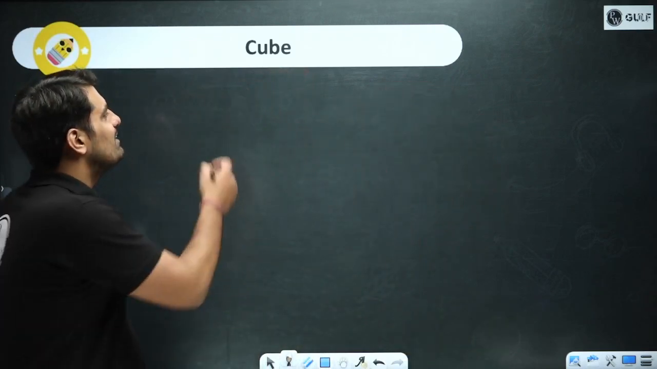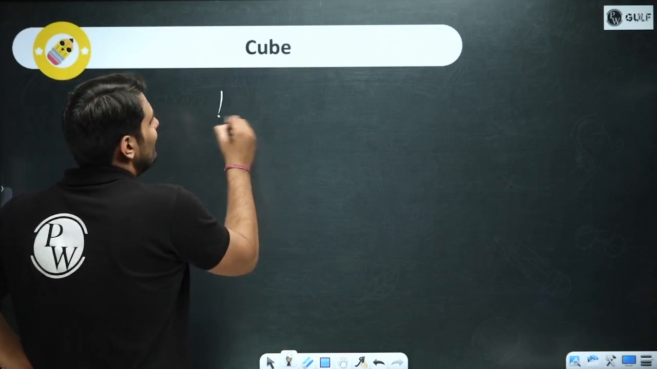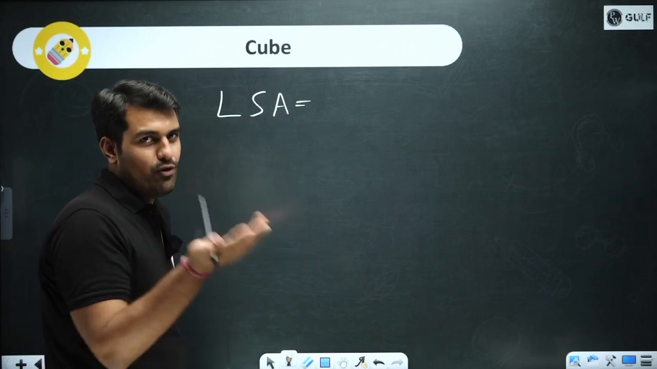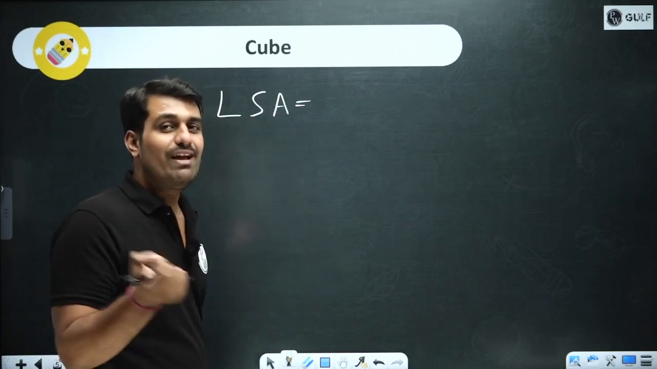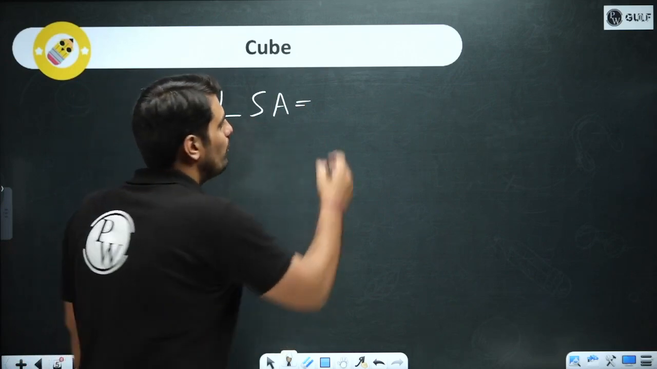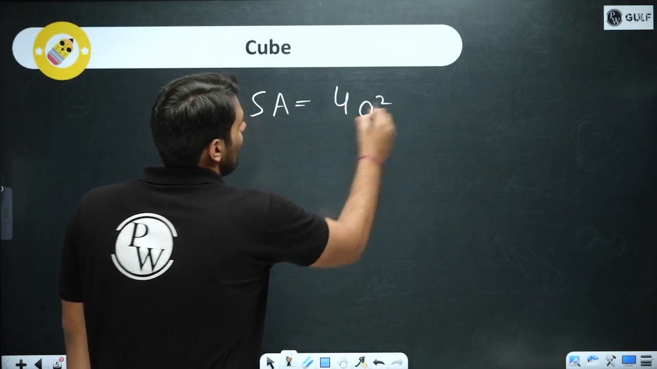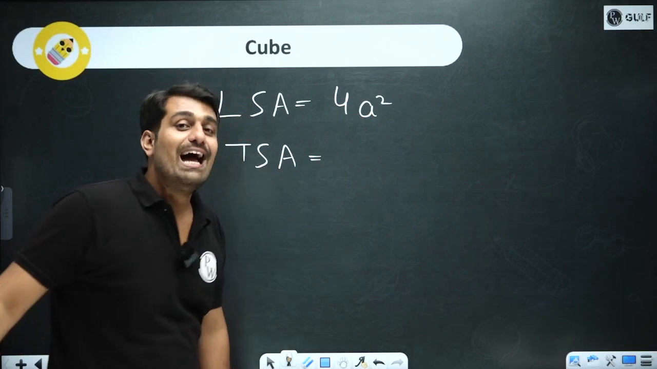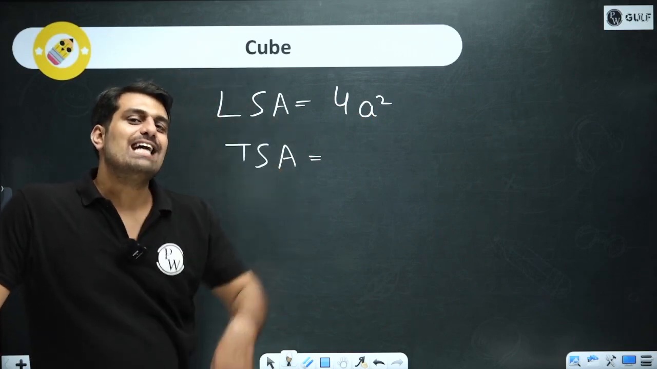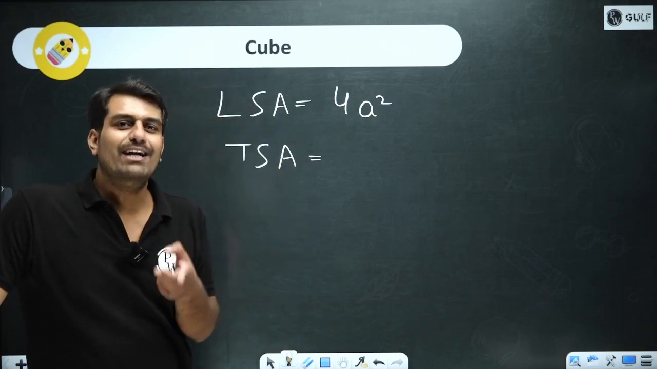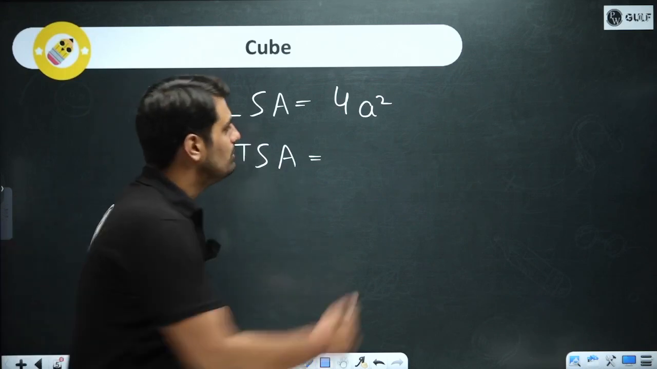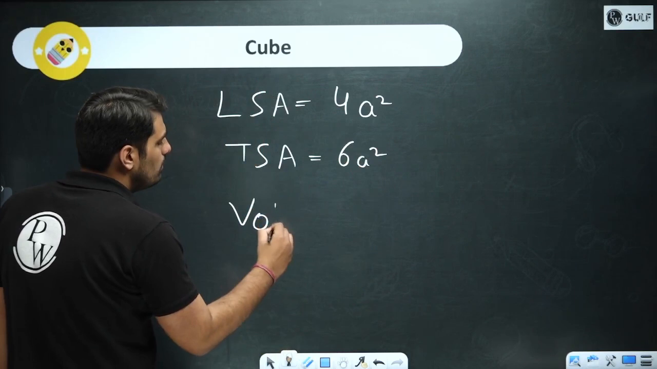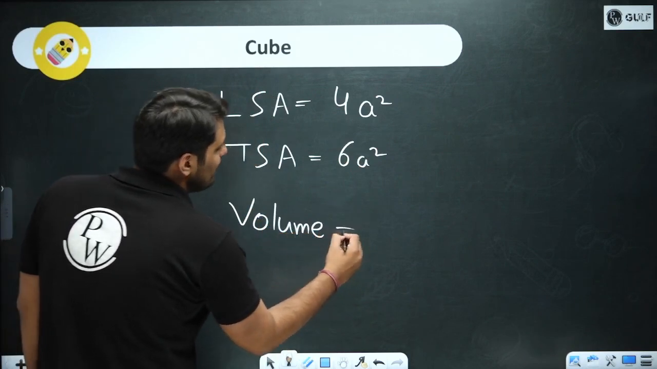So in this case, the surface area. First of all, let me talk about the lateral surface area. We talk about only 4 faces of it. For one face we have the area of A square, so 4 faces, 4A square. If we talk about the total surface area, I will be involving the ceiling as well as the floor. So 2 more added to it, 4 plus 2 is 6, so 6A square. The volume of that particular cube was length into breadth into height.